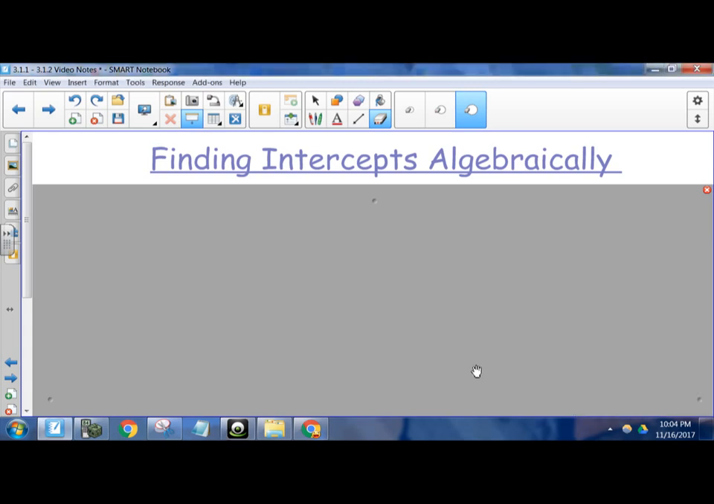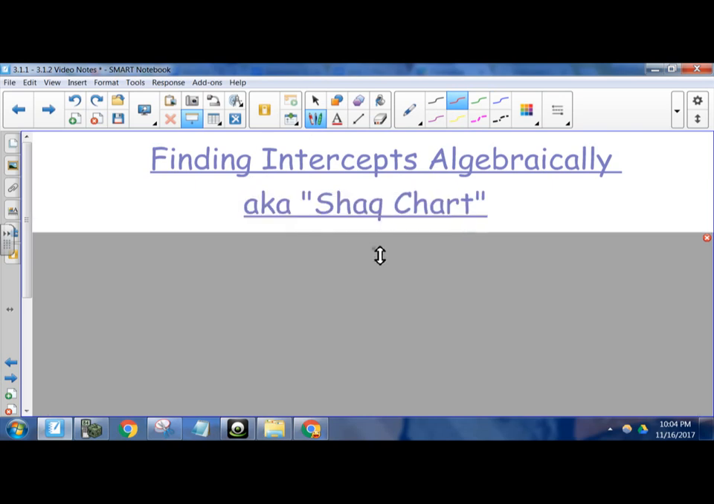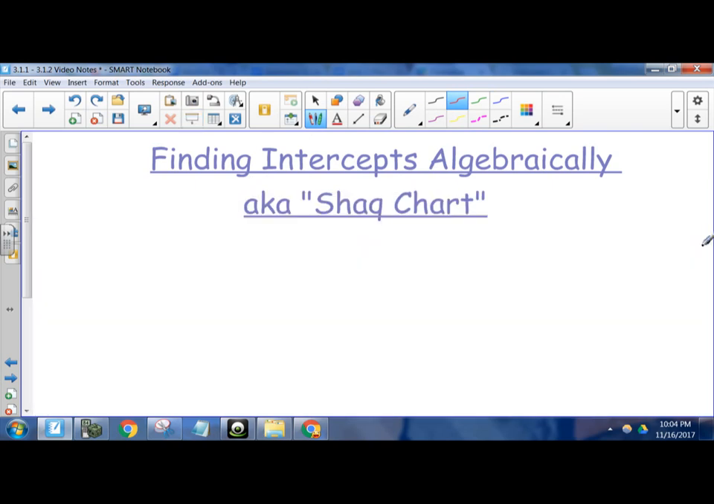Hey everyone, Mr. Shaq here to teach you guys how to find the intercepts algebraically using the Shaq chart. That's right, the famous Shaq chart's being rolled out, and here it goes.